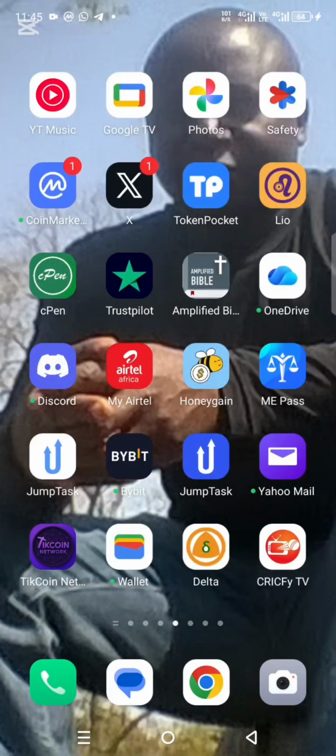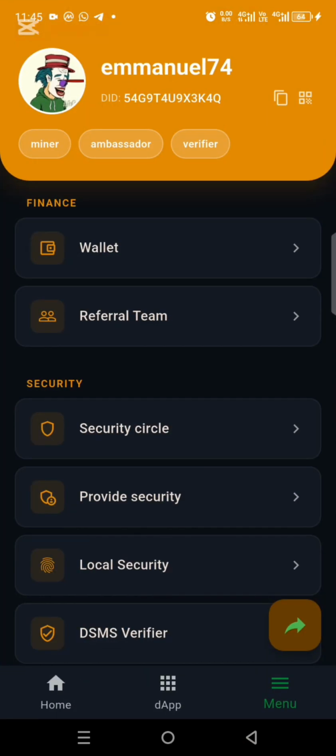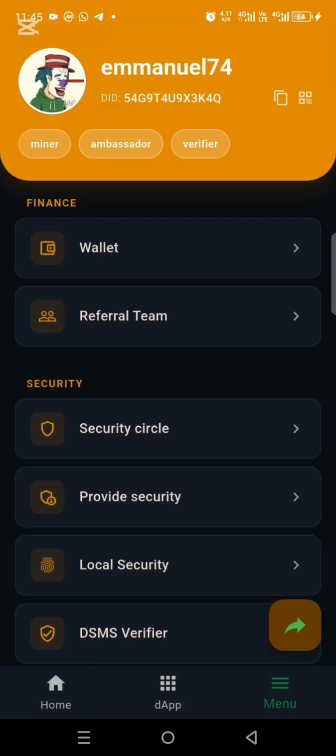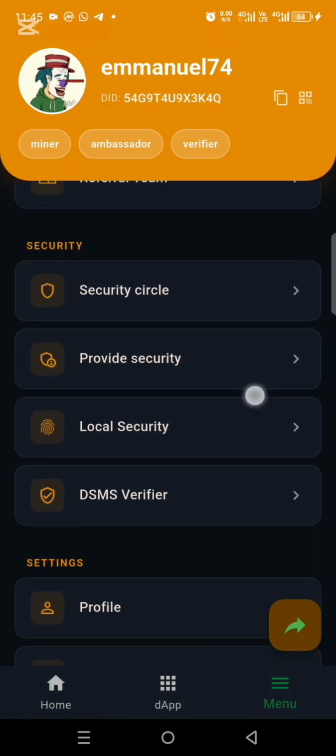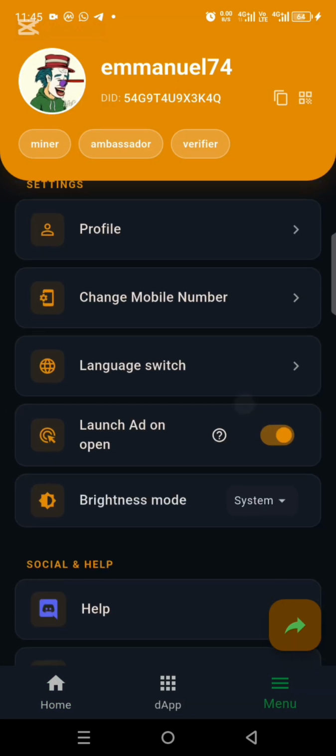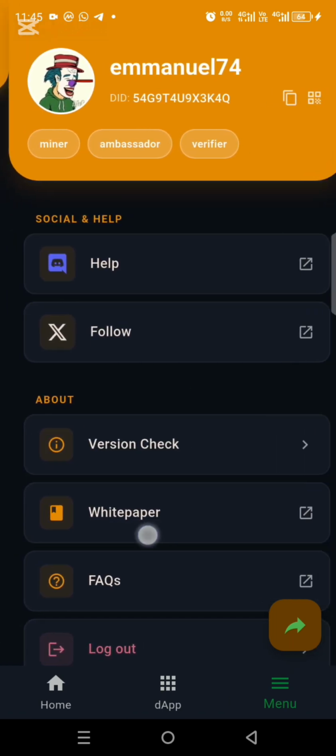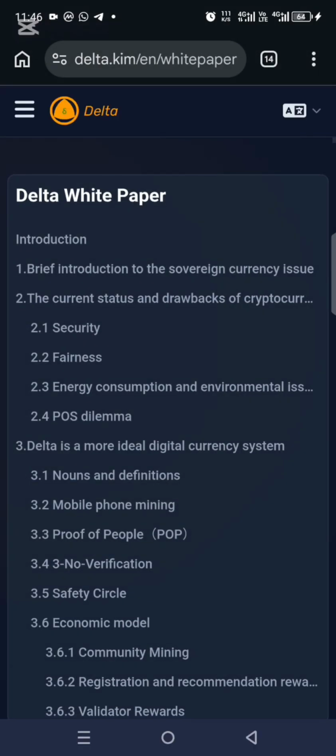So when you open the Delta app, this is the main page. You come here, you open, and then you come and click on the white paper here. This is the Delta White Paper. You can open it like this. This is our white paper.